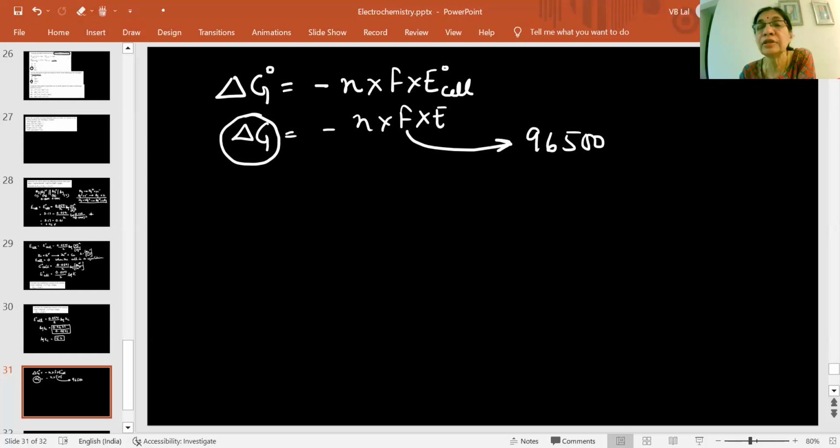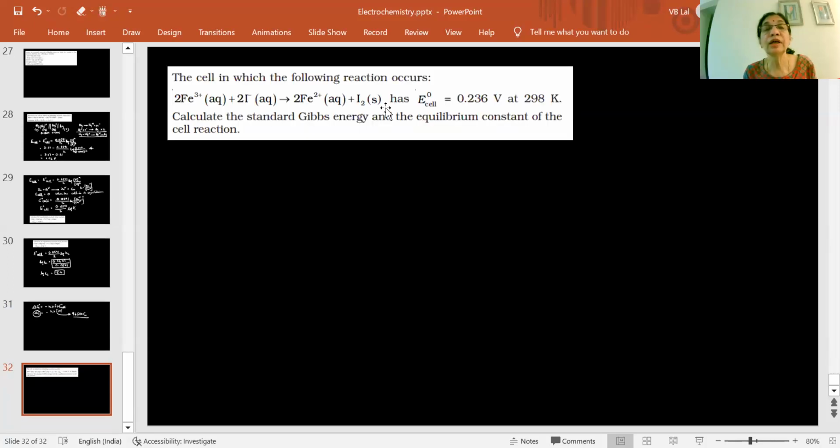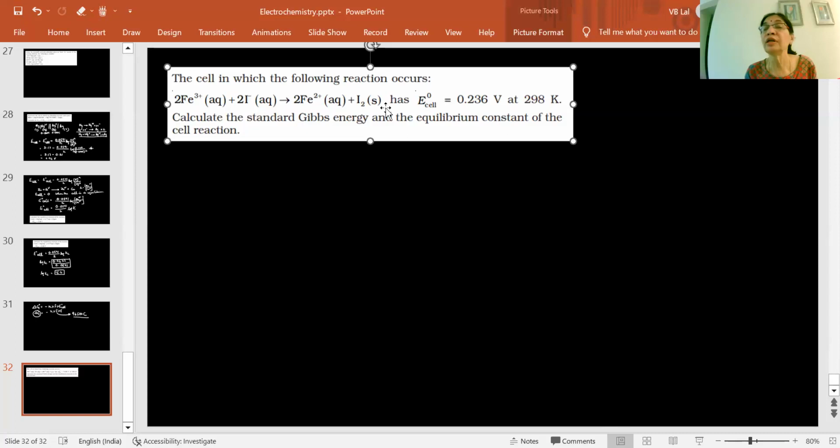1 Faraday is 96500 coulombs. So N is the number of electrons that have changed in the reaction. Here again, there is a small question which will take care of all the things that we have learned till now. So let us try to solve this question. What is the question? The cell in which the following reaction occurs, Fe3+ + 2e-, has an E0 cell value given. Calculate the standard Gibbs energy and equilibrium constant of this cell reaction.